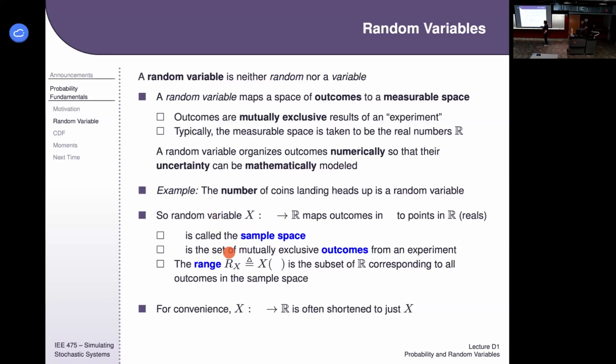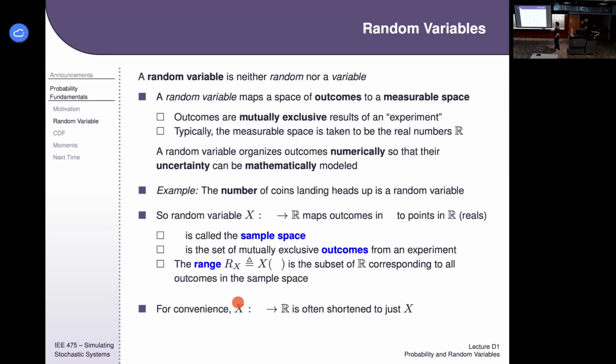So the range of our random variable is the set of the real line that corresponds to all of the things that were mapped from the physical world. For coins, that's pretty easy because you just count them. If there are 50 coins, then the number of coins landing heads up could be anywhere from 0 to 50. So the range of that random variable would be all of the whole numbers from 0 to 50. And that would be what we mean by the range of a random variable.